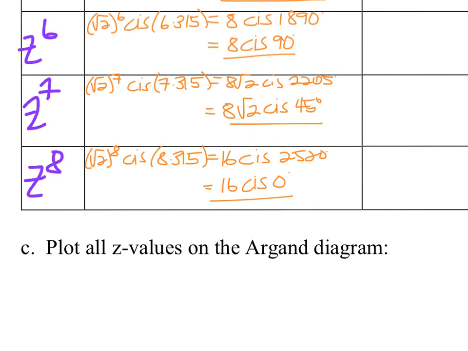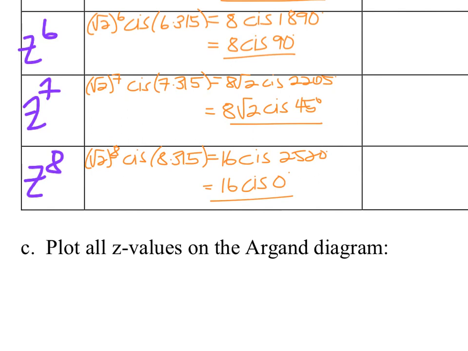The last one's kind of tricky. If we have square root 2 to the eighth power, that equals 16. Remember, anything that has an even exponent, we can plug into our calculator and get an exact answer. 8 times 315 is 2,520. Now, when you subtract 360 a whole bunch of times, you actually get down to exactly 360. But remember our rules for these, it has to be less than 360. Therefore, if you subtract it one more time, you get 16 cis 0.